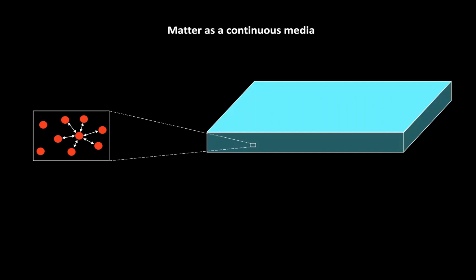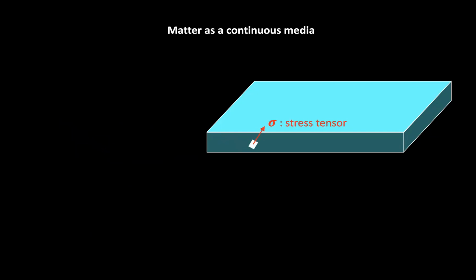So the idea is to go to a high enough scale to have a continuous description of the medium. Now you forget about the individual components and their interactions, and you just describe your material as a bulk with some mathematical tools. That is the stress tensor, which mainly gives you the internal forces at some point of your material.